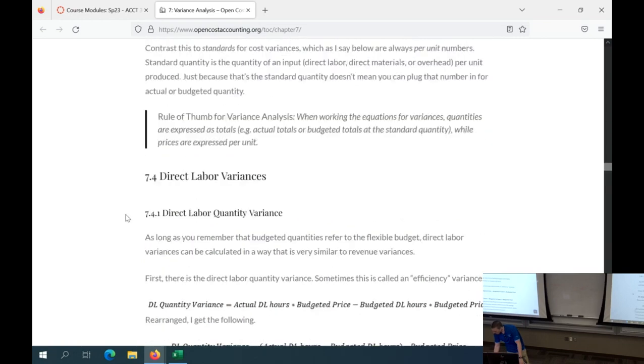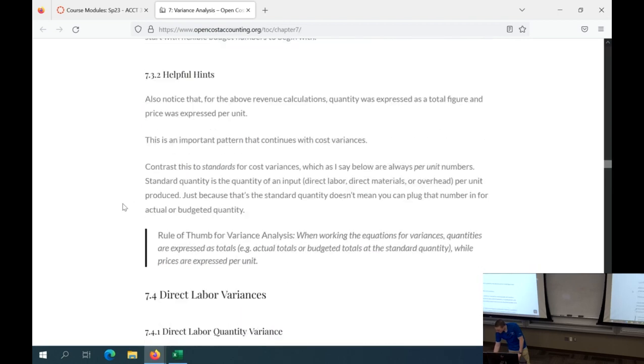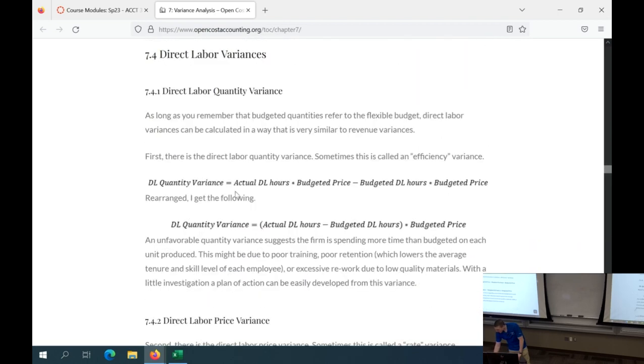Okay, same with the quantity variance here. We have this rectangle right here, which is actual quantity times budgeted price or standard price. Again, standard, budgeted, expected, they're all interchangeable. They mean the same thing, or effectively the same thing. And over here we have our flexible budget, which is the budgeted quantity at actual volume of production, of finished goods production, times the budgeted price.